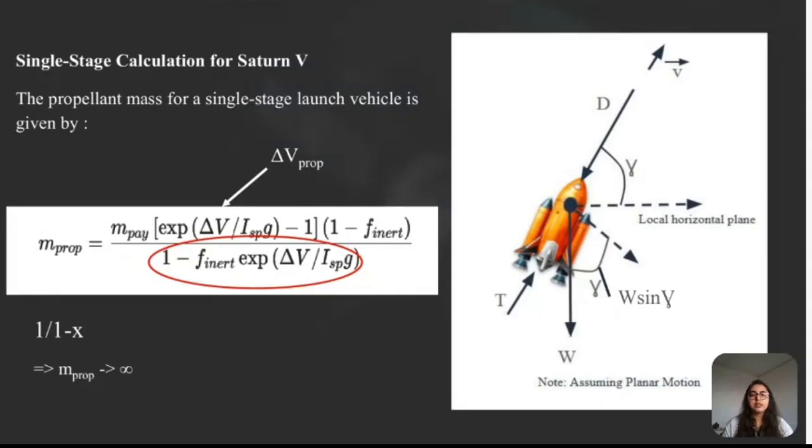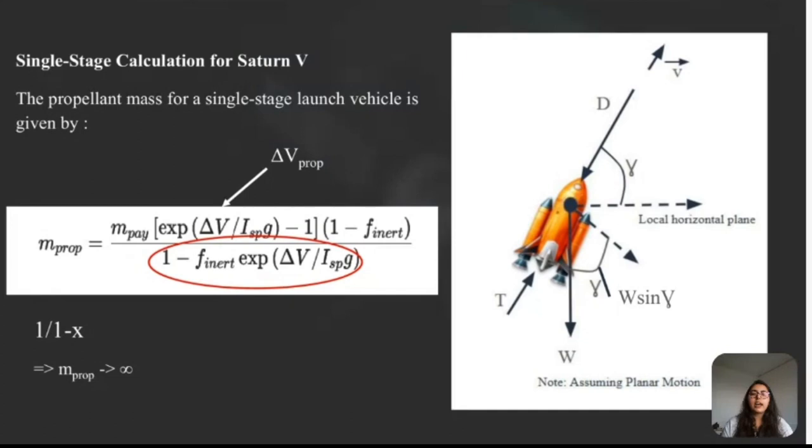If we set this equation to 0, we can find ISP is equal to delta V over the log of 1 over F inert times G. If ISP is less than this value, then we have infeasible conditions. Equality means the propellant is infinite and a value less than that implies negative propellant. Both cases are infeasible. This is something to check before going further with complicated equations.